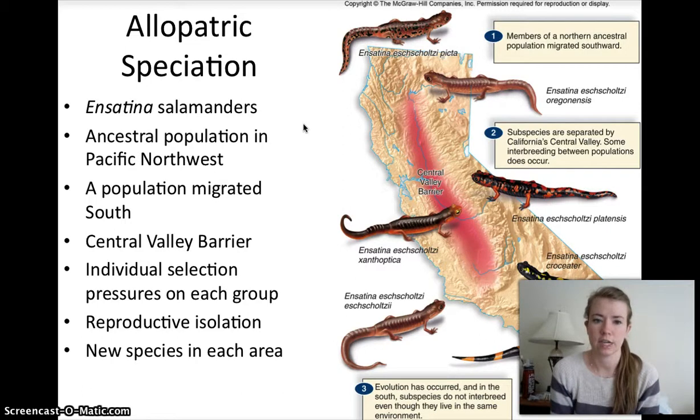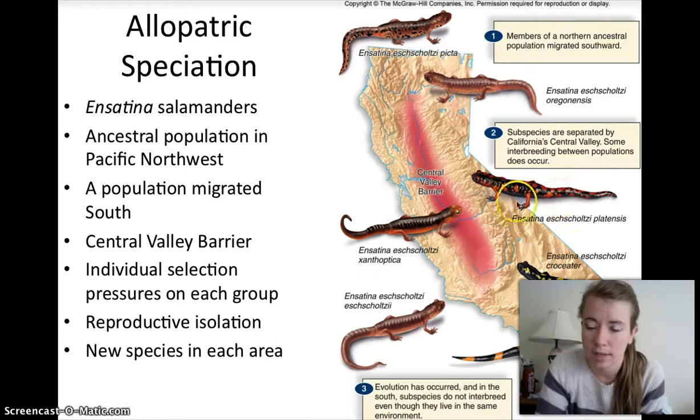A good example of this that your textbook gives is the Ensatina salamanders, which are found all over California. They started off with an ancestral population in the Pacific Northwest, and then a group migrated south, and they encountered a lot of different barriers. One is the Central Valley barrier, a pretty large valley in the middle of California, which split populations, and as they moved from north to south, they stopped interbreeding with each other.